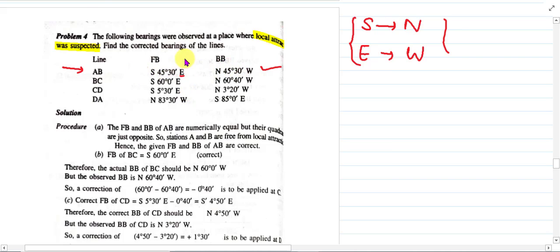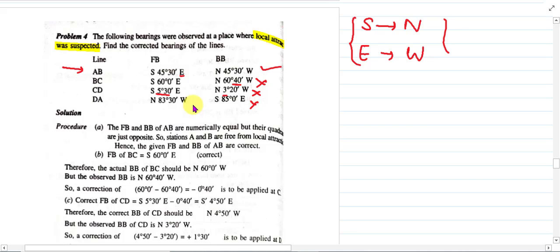Move to row number 2, represented by the line BC. In this case this is 60 degree 0 minute, in this case 60 degree 40 minutes. So this 40 minutes is the local attraction problem. Okay, so in this first approach, this is wrong. Again we move to this, this is 5 degree, this is 3 degree, drastically changed, wrong. 83 degree 30 minute, 85, again this is wrong. So now you can see that this is similar to problem number 3.